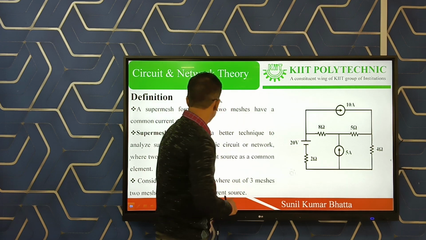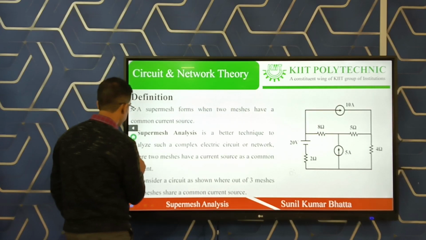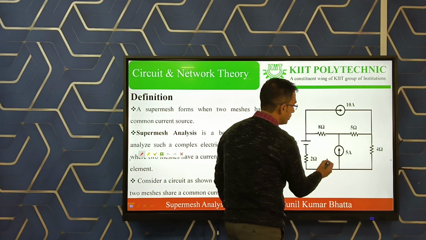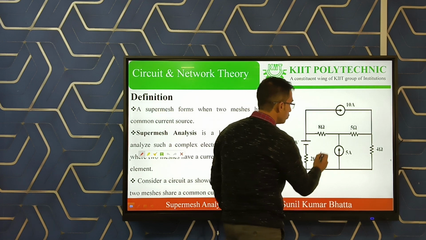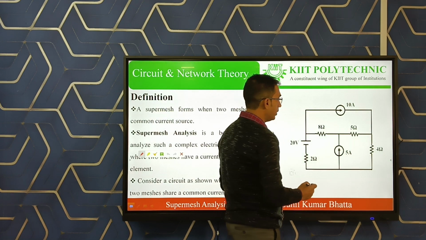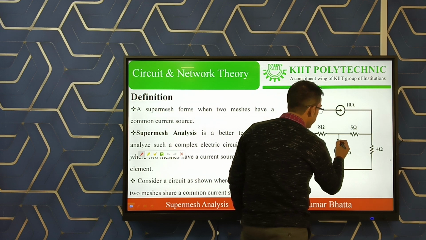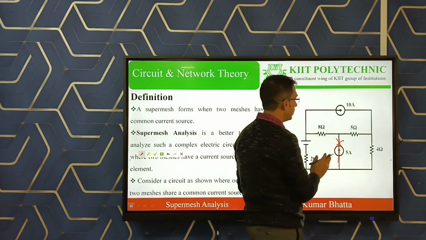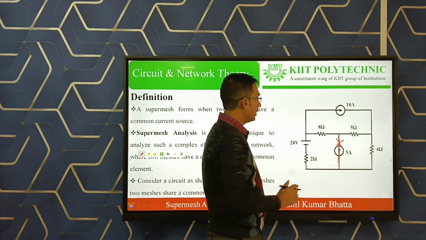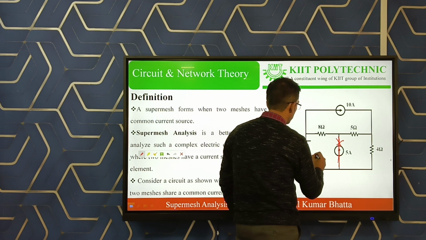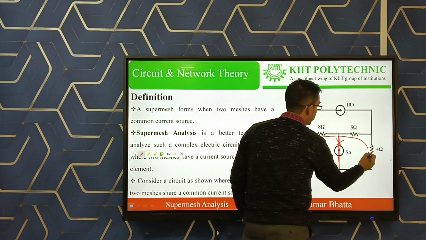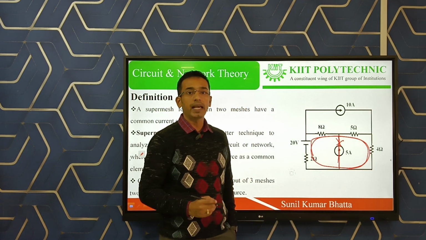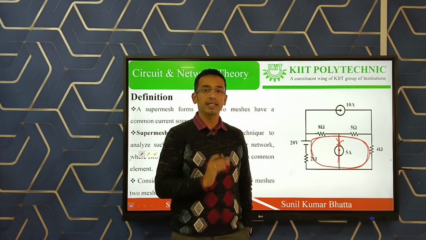Here I am telling you what the outer path is. For these 2 meshes which form the super mesh, when you write the equation, you don't need to consider this branch. Don't consider this branch. Think of this branch as removed, and the outer path means from the 2 ohm to 20 volt, 8 ohm, 5 ohm, and 4 ohm. So in the outer path you have to write the equation by applying KVL. That is the third step.